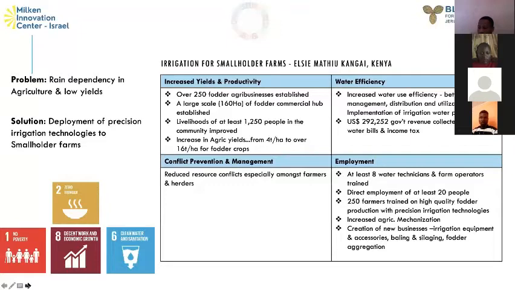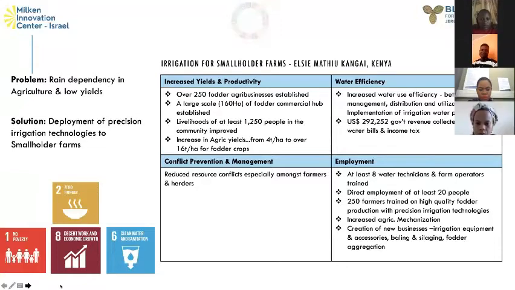for feed fodder in specific, and increase the yield with less water inputs for the deployment of precision irrigation, and to get away from the dependency on rain and lower yields, and to try to increase the number of yields, which she was able to do from 4 tons per hectare to over 16 tons per hectare for fodder crops, in effect 1,250 folks, and address these SDG goals.